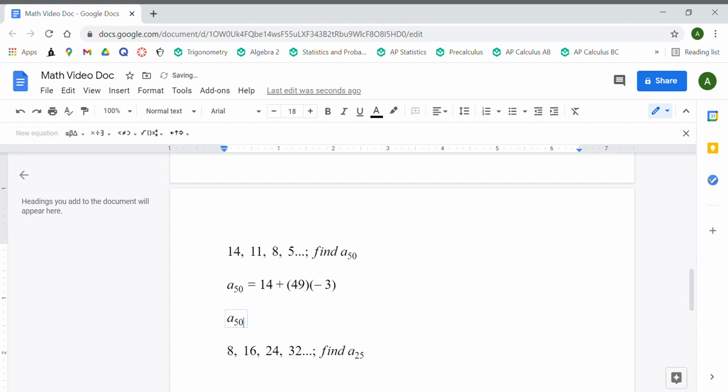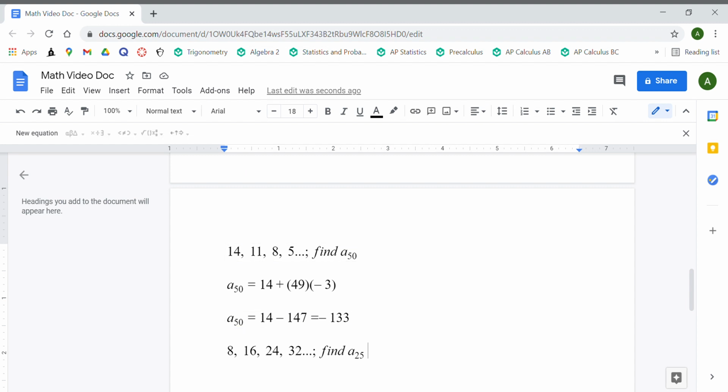Alright. And now we can simplify. So a sub 50 equals 14 minus, let me calculate this in my head and see if I can get this right. So it's 98 plus 49. Should get 147, right? So it's minus 147. And then it's going to be 147 minus 14. It's going to be negative 133. And that here, fellas, is the 50th term of this sequence right here.